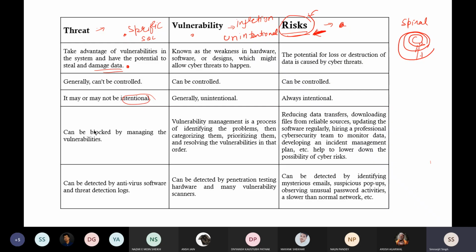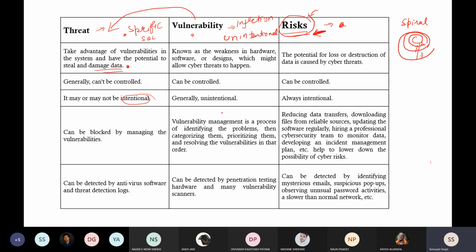Okay, it can be blocked by managing the vulnerabilities. So the threats arise due to vulnerabilities. That is one more thing you have to differentiate: if there is a vulnerability in the system, then there is a threat. Vulnerability management is a process of identifying the problems, categorizing them, and prioritizing them. This will be deeply studied in penetration testing. What happens in penetration testing is that you are given a certain set of vulnerabilities to exploit to get into the system.